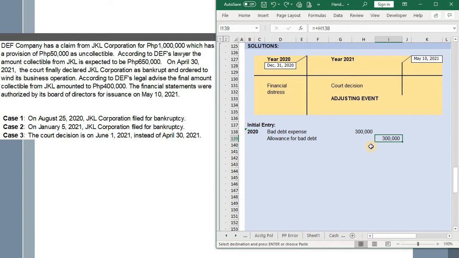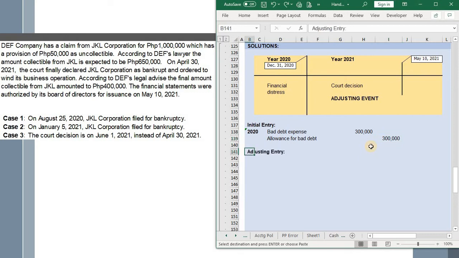And based on the court decision in 2021, since this is an adjusting event, we need to adjust the allowance for bad debt that is recorded in the books. From the 350,000 pesos allowance for bad debts, which is the unadjusted balance, we need to increase the allowance for bad debts to 600,000 pesos because based on the court decision, only 400,000 pesos is collectible from JKL Corporation, which means that 600,000 pesos is the total uncollectible accounts. And since we already have a 350,000 peso balance, we need to add 250,000 pesos bad debt expense.